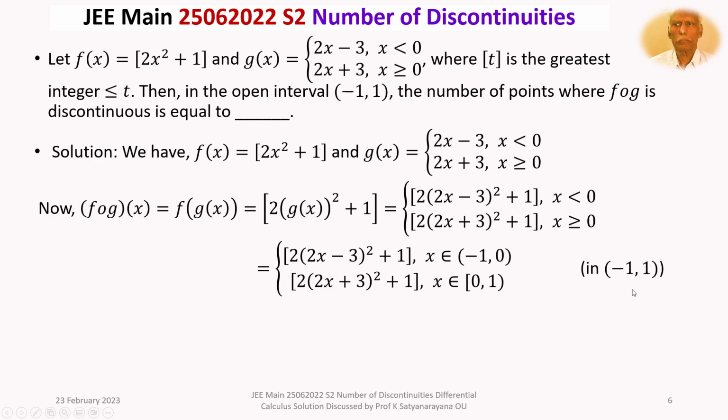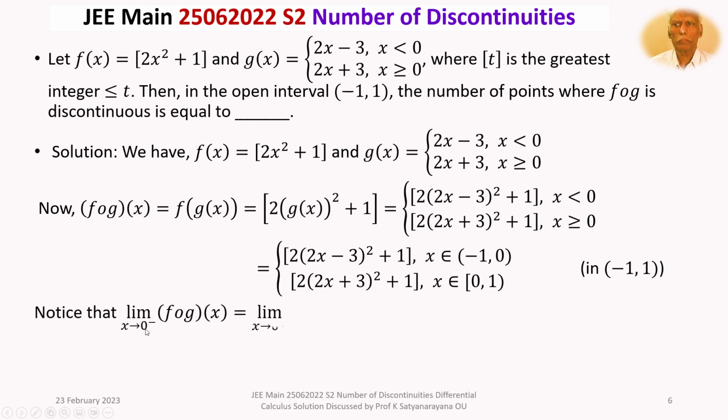It is a semi-closed interval, closed at the 0 end, because the discussion is in the open interval minus 1 to plus 1. Now let's see what happens at 0. Suppose x tends to 0 from the left. That means you substitute here 2 times minus 3 whole square, that is 2 times 9, 18, plus 1, 19. And when x tends to 0 from the right, you substitute x equal to 0 in this, and you will get 19 also in this case. That means the right limit and left limit at x equal to 0 are equal, and equal to 19.